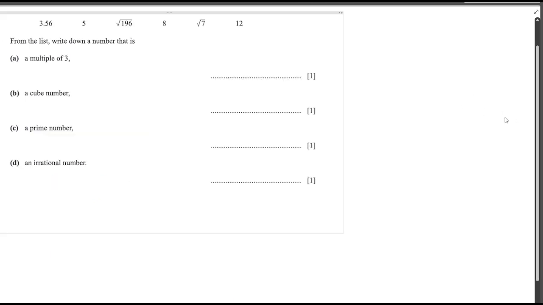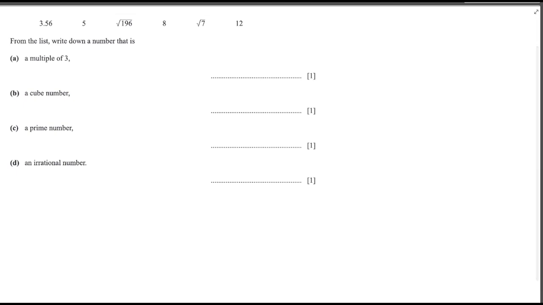Now here from the list, write down a number that is a multiple of 3. So multiple of 3. Now this square root of 196, if you see, this is the square root of 14. 14 times 14 is 196. So this root 196 is nothing but 14. Fine. Now a multiple of 3. So this 12, if you see, 3 times 4 is 12. So here your answer is 12.